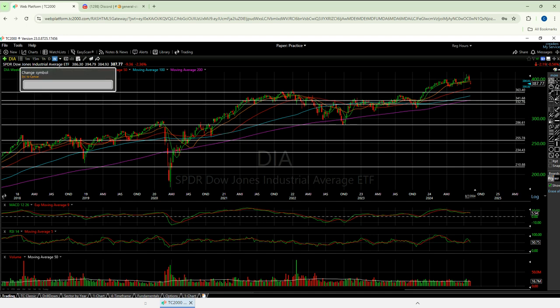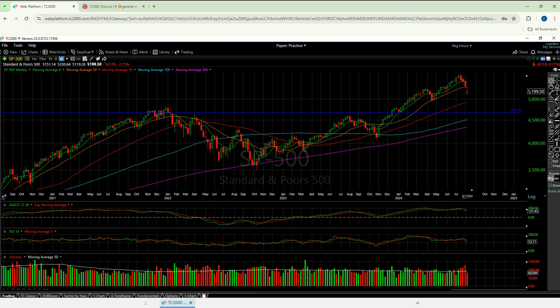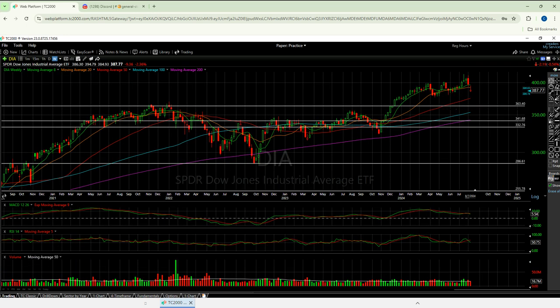Actually, hold on. Let me not recreate the wheel. So we basically drew a line in between the 50 and the 100 on the weekly. Okay, so that's what we're trying to do. DIA was the answer. Oh, that's this line right here, the one right between there and there. Let's take a look at 363.